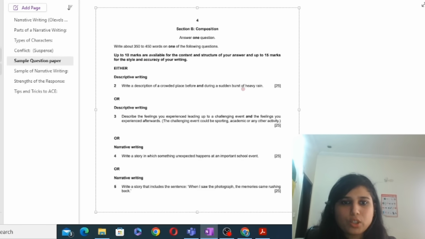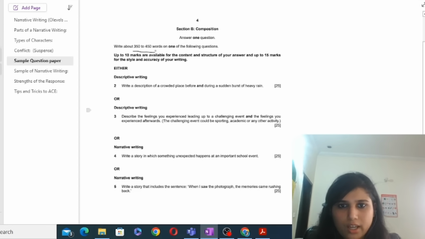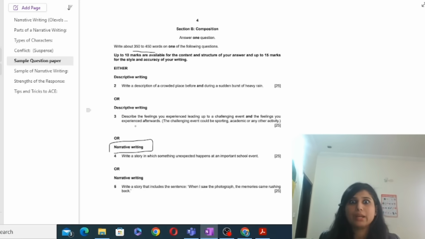The sample question paper for the narrative writing is this. We have to write almost 350 to 450 words, and narrative writing is in paper 2, section B, composition. Under the composition, you just have to do one. I would suggest you pick up the narrative writing, because in descriptive writing you need to describe things with jam-packed adjectives and full of description. I will also make a video on that too.